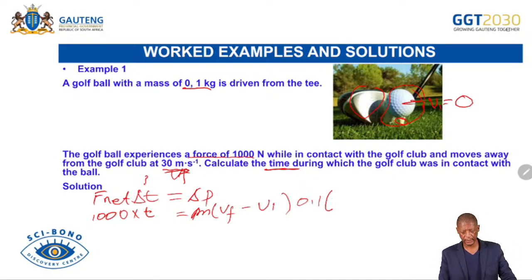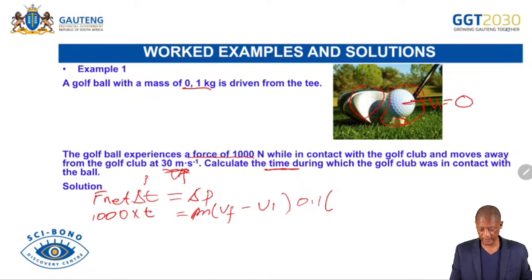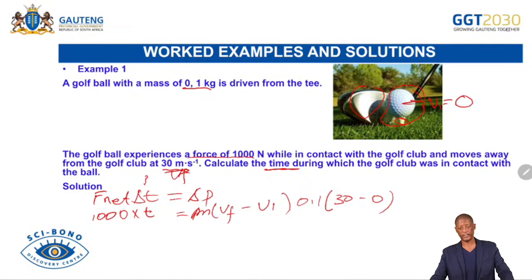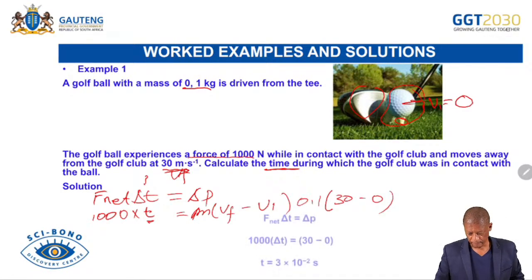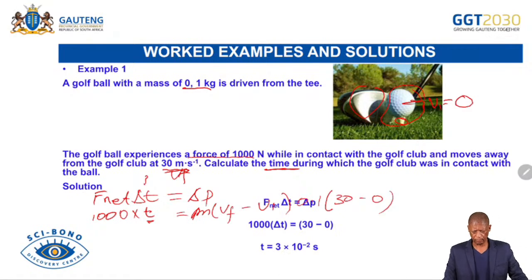Now you can calculate. You can say this is 30 minus 0, because this is 0. Then you start calculating, but what do you want? You want the t. Because of time, I'm going to give you the answer. This is what I was saying to you.